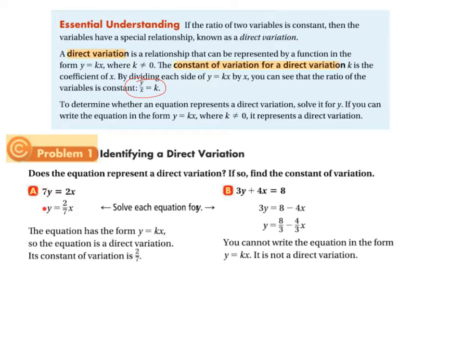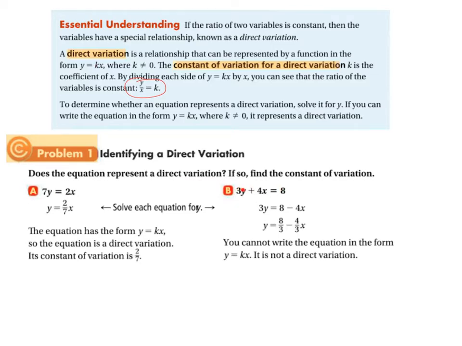And you need to get it down to a single y, so you say 7y divided by 7 and 2x divided by 7. What you get is y equals 2/7 x. And since that is in this form up here, y equals kx, where you can see the k in this particular problem is 2/7, this is one of those situations.